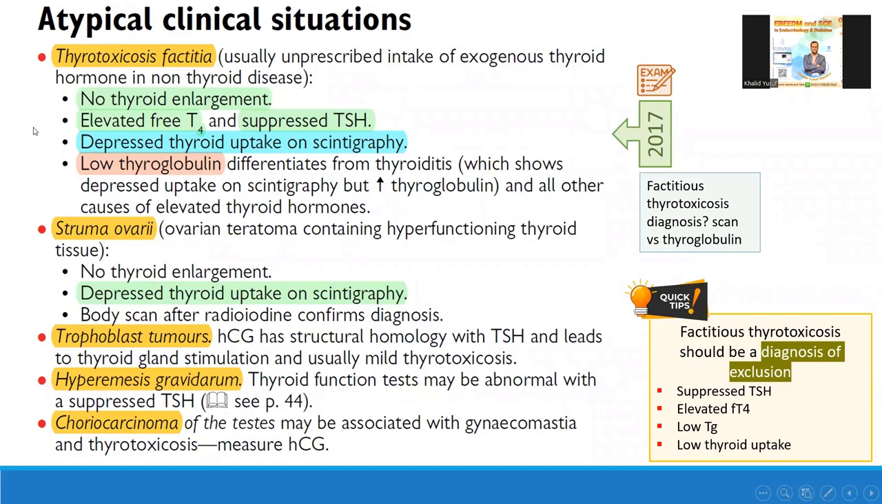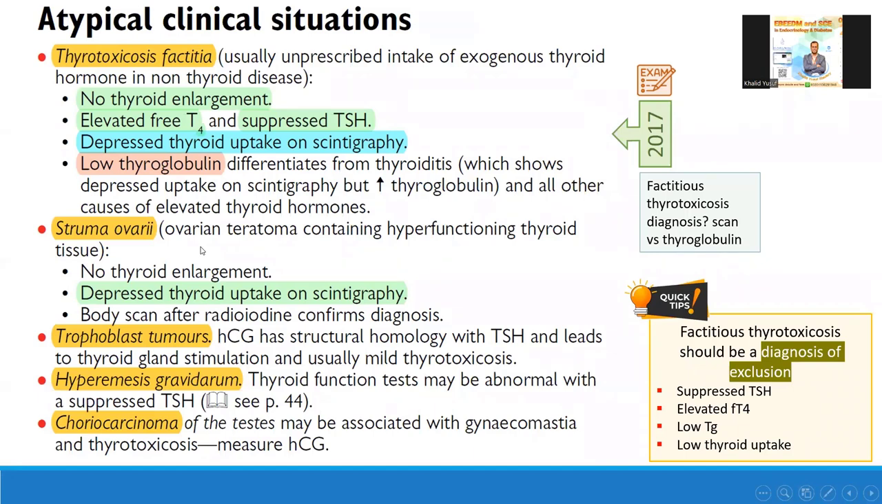Another atypical clinical situation of thyrotoxicosis is struma ovarii. This is an ovarian teratoma containing hyperfunctioning thyroid tissue. The patient presents with thyrotoxicosis: TSH is low, T3 and T4 are elevated, and there is no thyroid gland enlargement. If you do a thyroid scan over the neck, the result is low uptake. But if you do a whole body scan, you will find a hot spot over the ovary, because the ovarian teratoma contains hyperfunctioning thyroid tissue. So a whole body scan after radioiodine confirms the diagnosis of struma ovarii, which is otherwise the same as thyroiditis and thyrotoxicosis factitia.